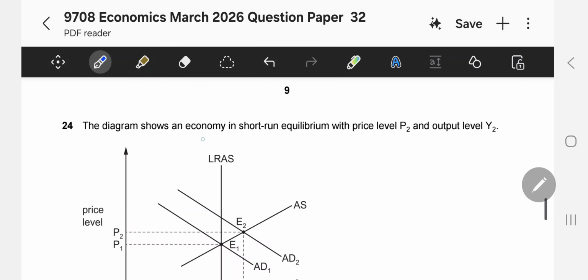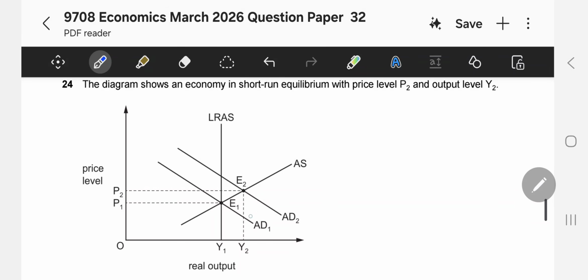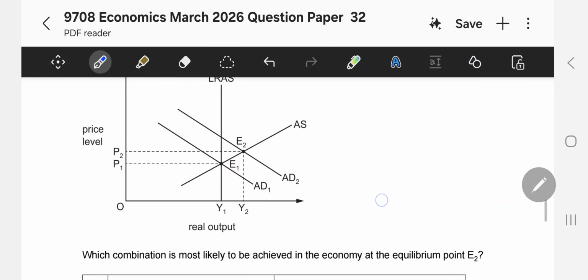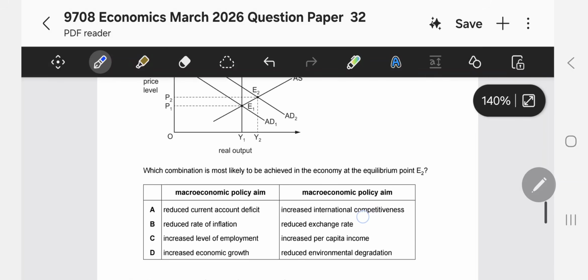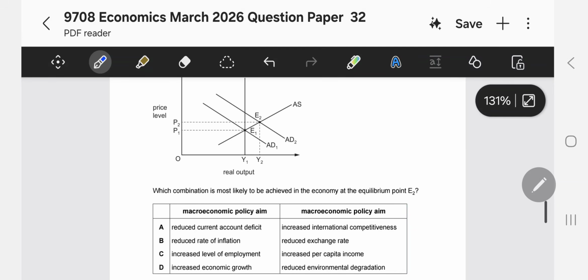The diagram shows an economy in short-run equilibrium at price level P2 and output level Y2. So P2 and Y2, so this one is producing beyond the long-run aggregate supply. So this space here is going to be called an output gap. Let's go on to see what the question is asking. Which combination is most likely to be achieved in the economy at the equilibrium E2? Okay, macroeconomic aim, macroeconomic policy.